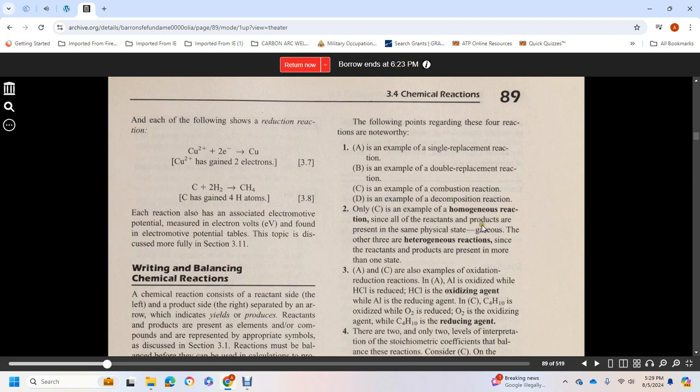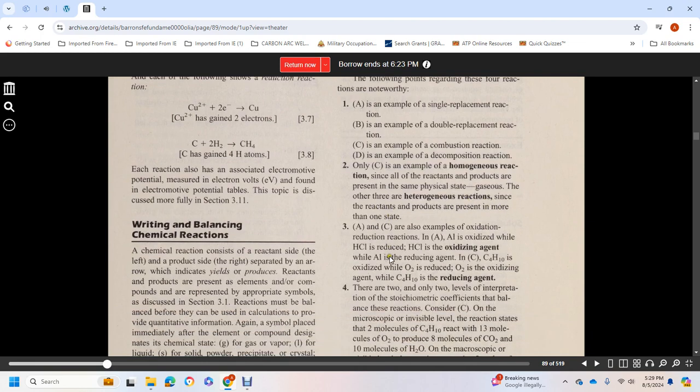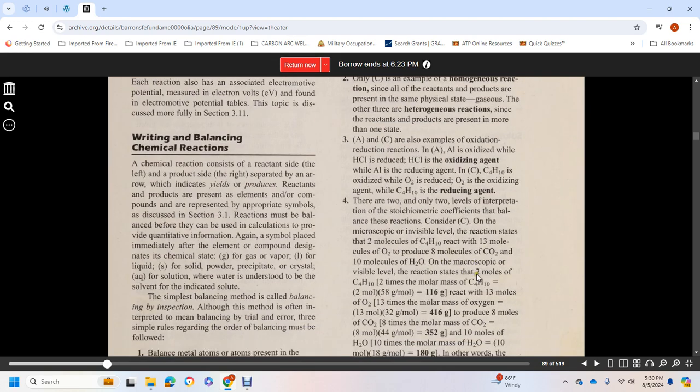since all the reactants and products are present in the same physical state, the gas, while the other three are heterogeneous reactions, since the reactants and products are present in more than one state. A and C are examples of oxidation reactions. In A, aluminum is oxidized while hydrogen chloride is reduced; hydrogen chloride is the oxidizing agent while aluminum is the reducing agent. In C, carbon 4 hydrogen 10 is oxidized and oxygen is reduced; oxygen is the oxidizing agent. Carbon 4 hydrogen 10 is the reducing agent.